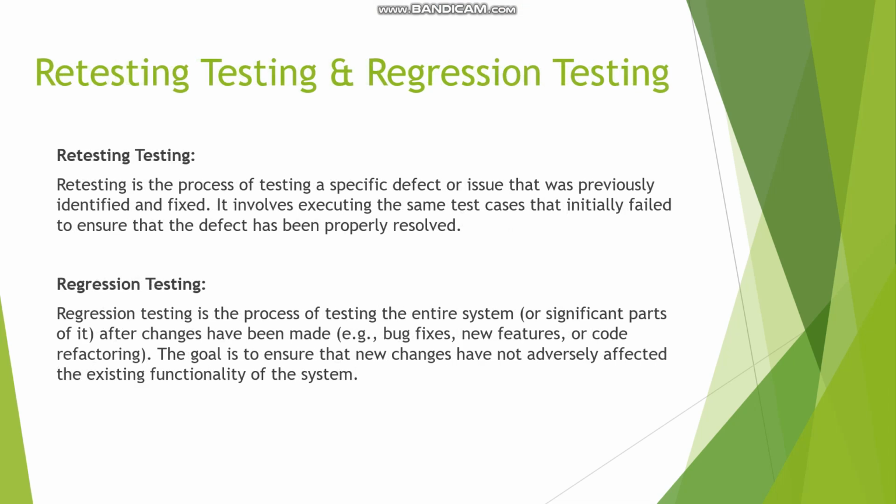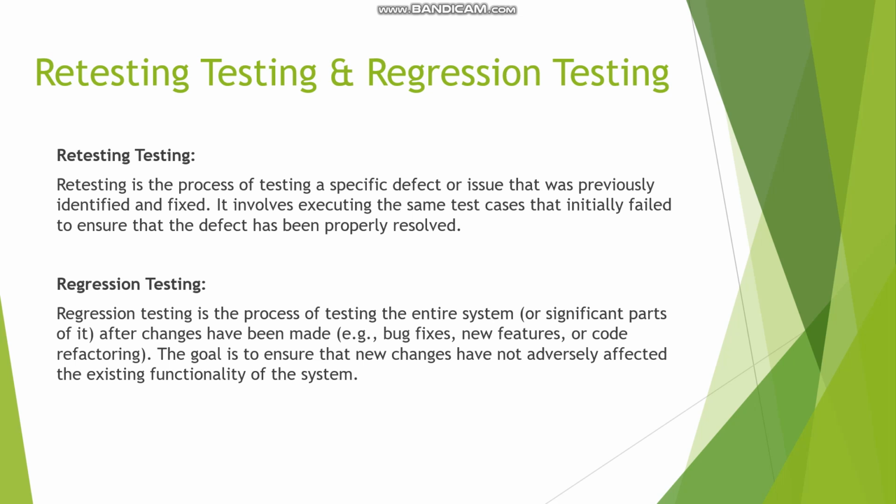Now retesting and regression testing. Retesting is the process of testing a specific defect or issue that was previously identified and fixed. It involves executing the same test cases that initially failed to ensure that the defect has been properly resolved. Retesting is done after the bug is fixed. Okay. Now, what is regression testing?